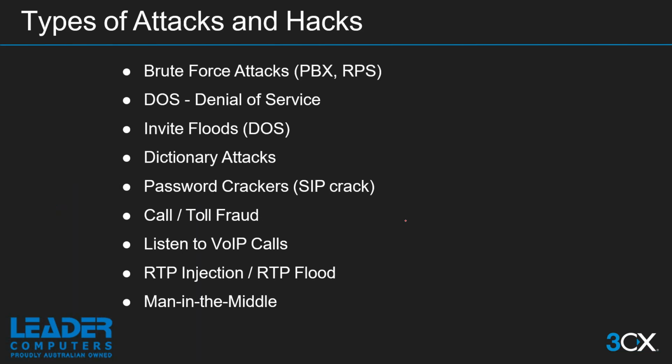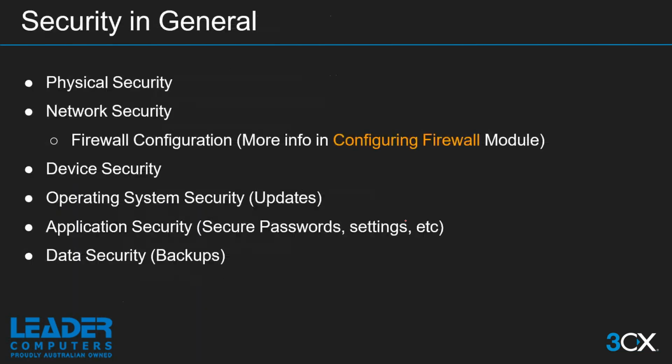Basically, if your web client password is admin or 123456, it's easy to crack. If someone gets access, they just make a bunch of international calls, and it's going to increase your bills. So toll fraud is one of the more common issues, along with listen-in calls or RTP injection, RTP flood, or man in the middle. These are all the more common attacks or hacks that can happen.